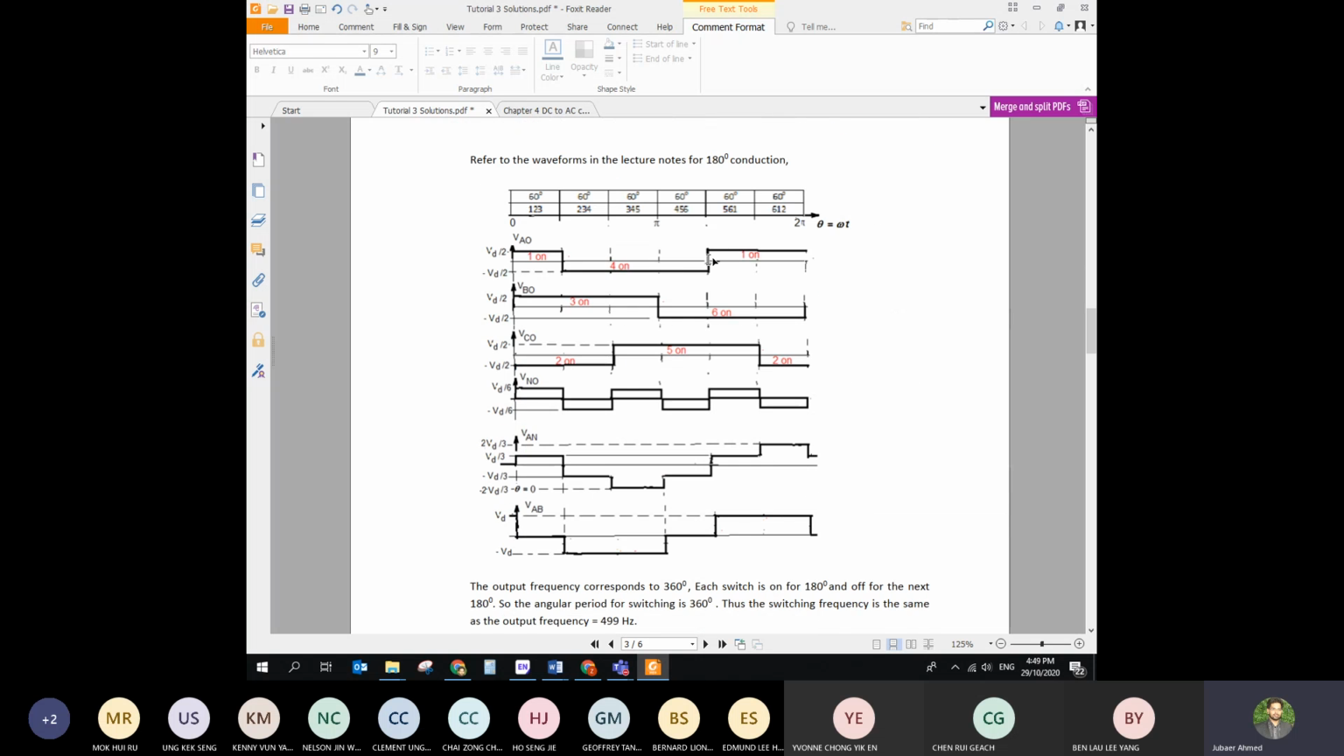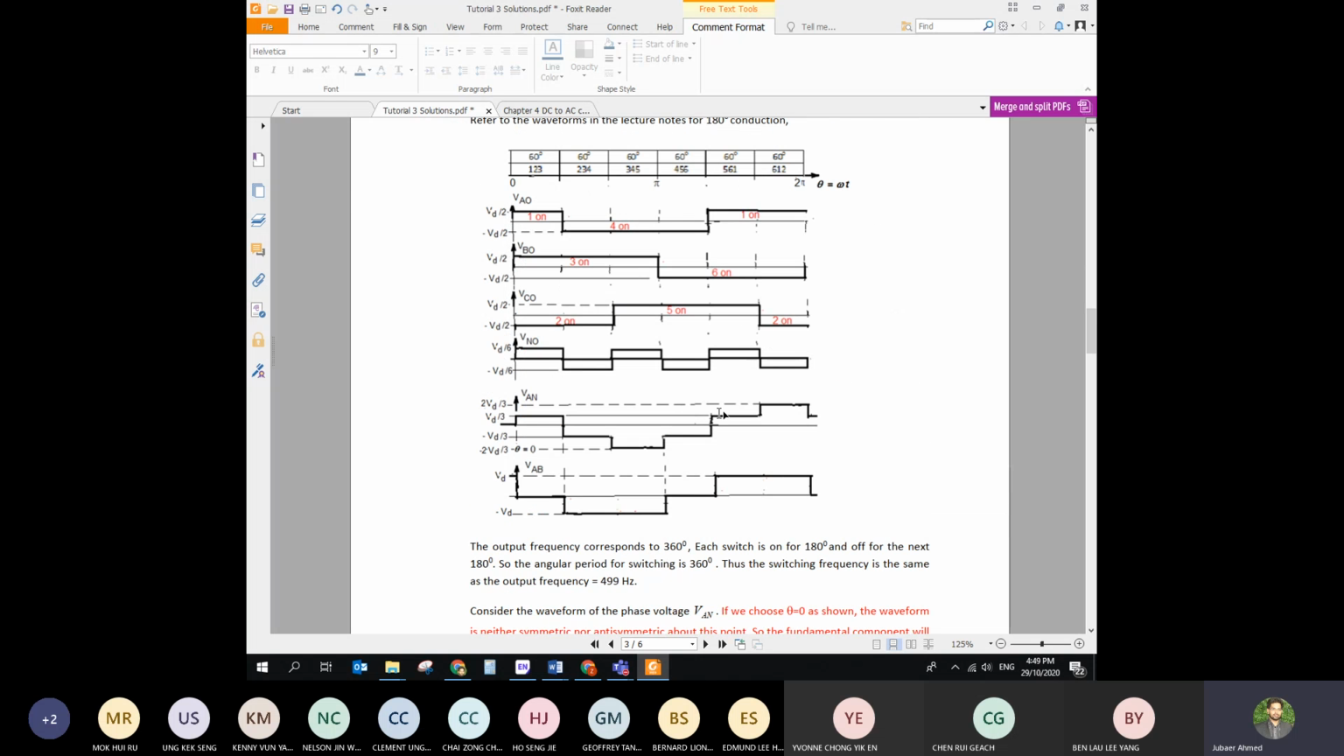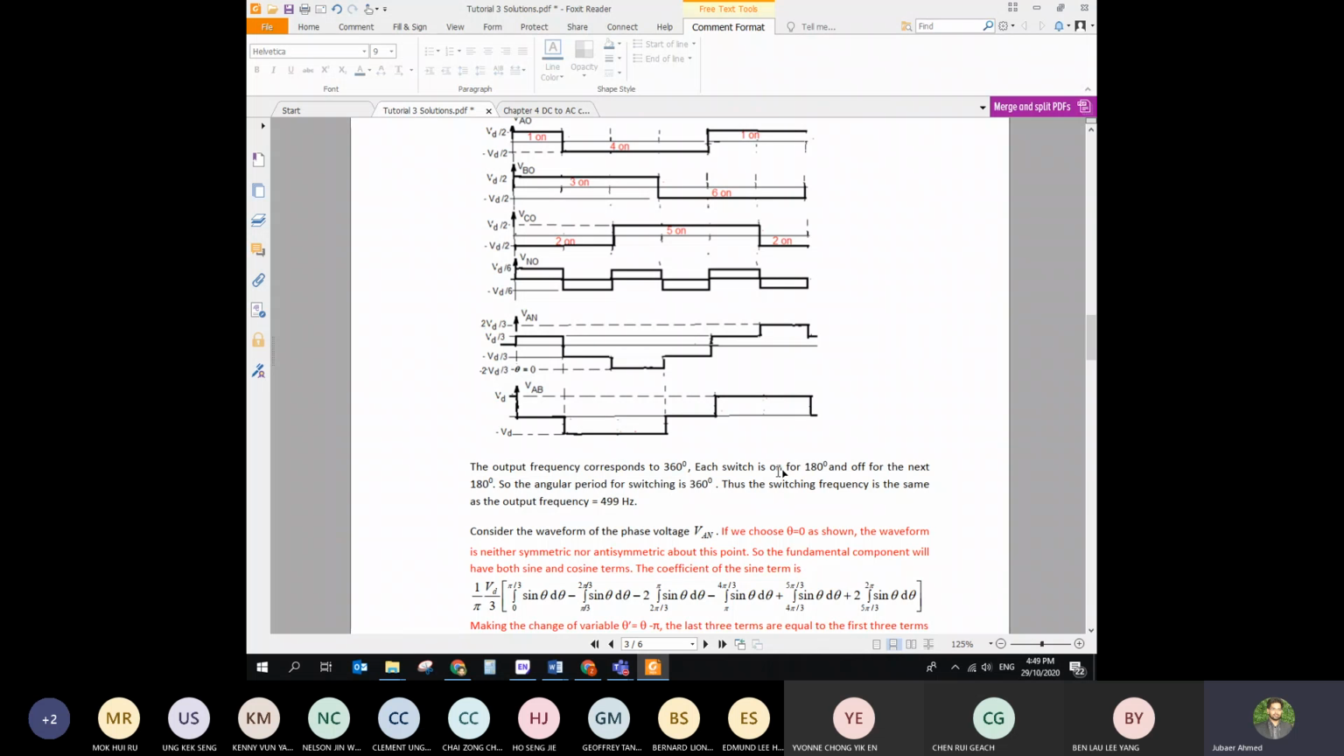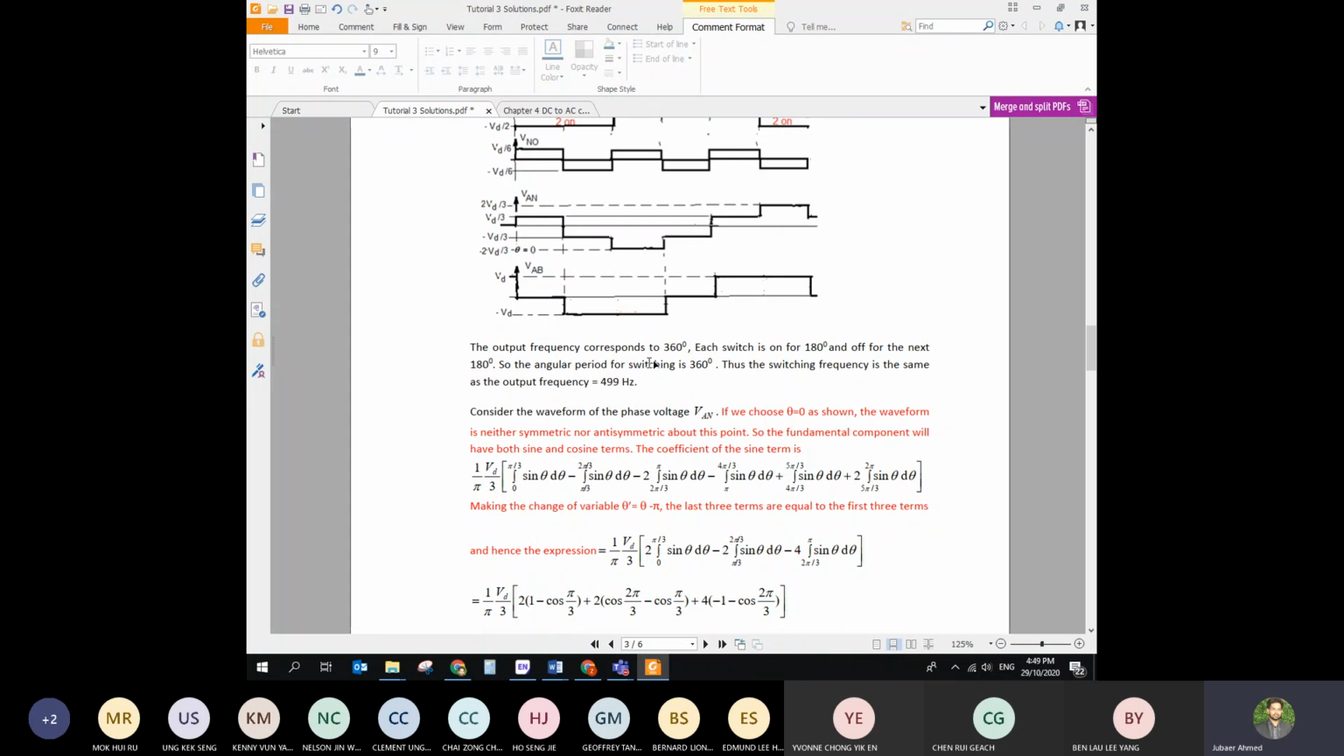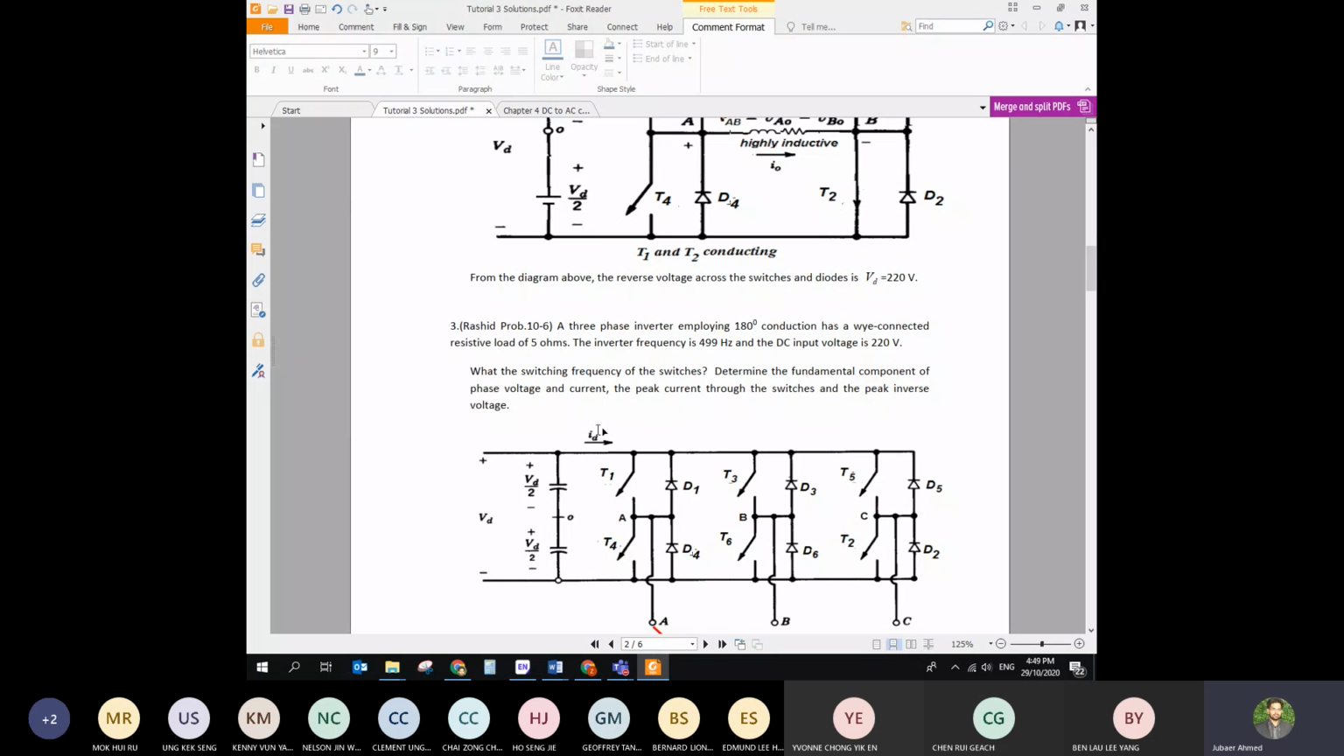Okay, then, the same diagram is presented here as well. So the output frequency we have to find out for every phase, right? What is the question asked? What is the switching frequency of the switches? It's not important, it's a 180 degree. So the fundamental frequency and the switching frequency are going to be the same since it's a 180 degree conduction.